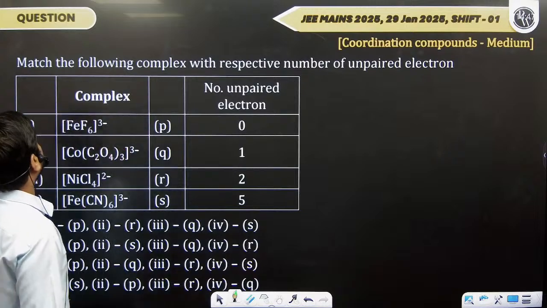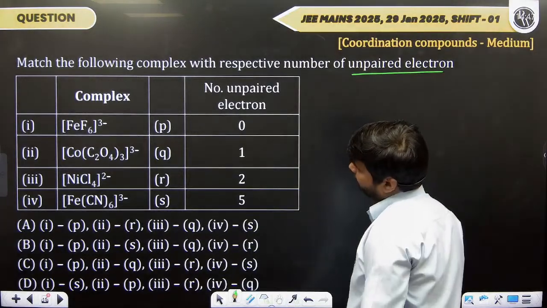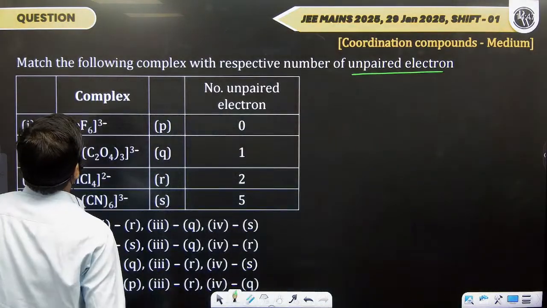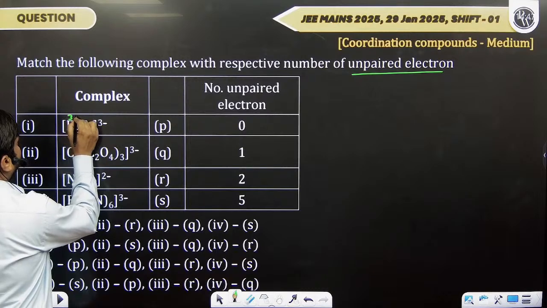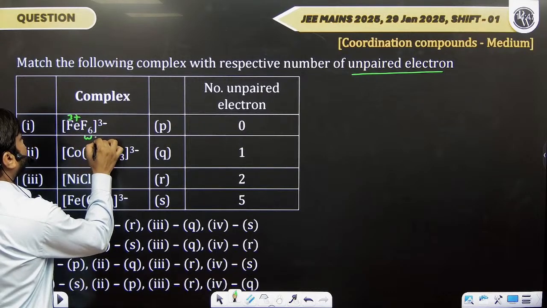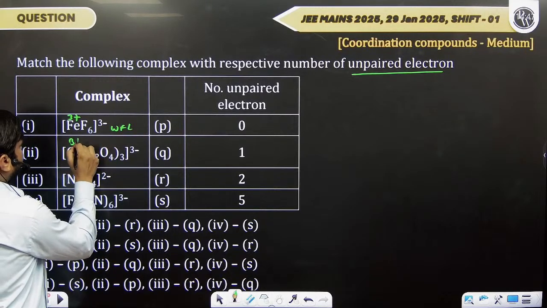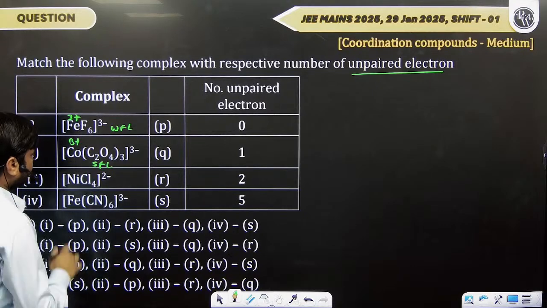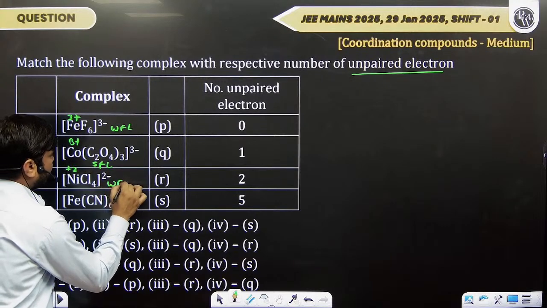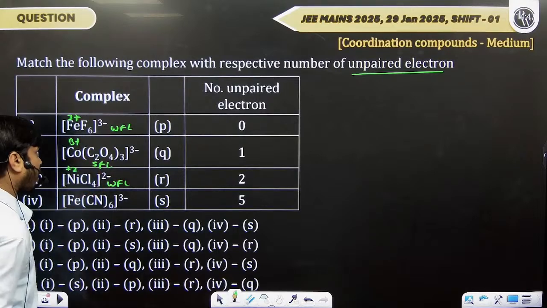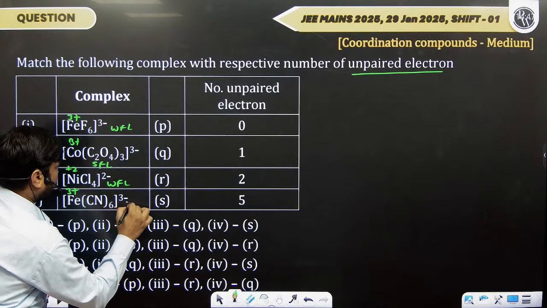The question being asked: match the following with respect to the number of unpaired electrons. Okay, so here we have FeF6 3 minus. Here the oxidation state is plus 3, and we have the weak field ligand. Then this one is plus 3 and strong field ligand. NiCl4: the oxidation state is plus 4 and the ligand Cl is the weak field ligand. Oxalate is strong. Fluorine is a weak field ligand. Now here Fe plus 3 and we have the strong field ligand.